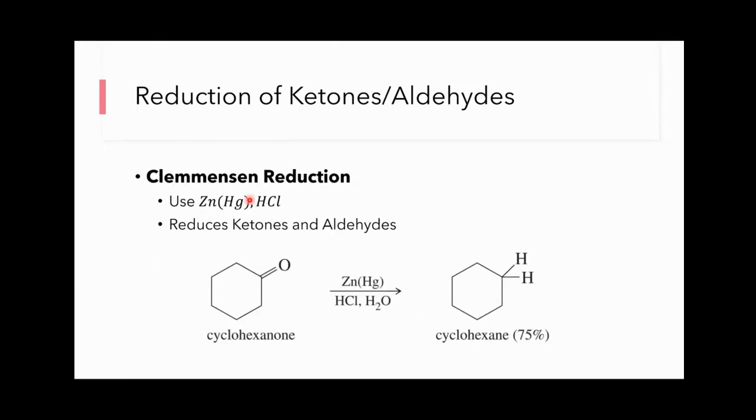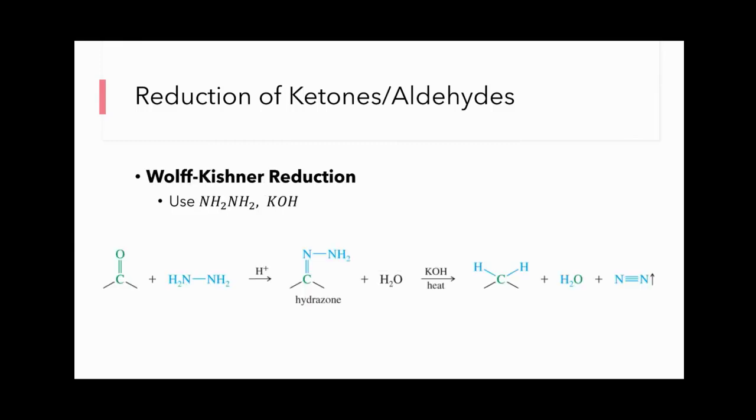Another reduction is Clemmensen, where we use zinc mercury with HCl. It will completely remove the carbonyl, so it will reduce ketones and aldehydes. Another similar way is Wolff-Kishner, which is NH2NH2. It does the same process and gives the same product as Clemmensen, where we remove this carbonyl group and we just get a regular alkane.